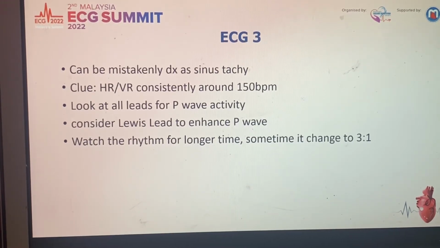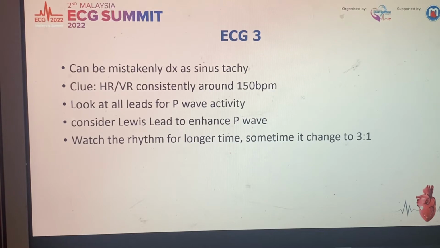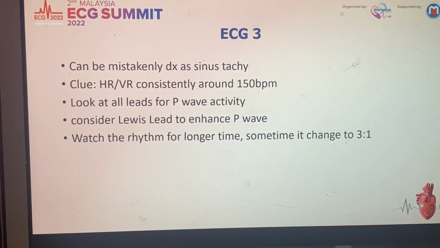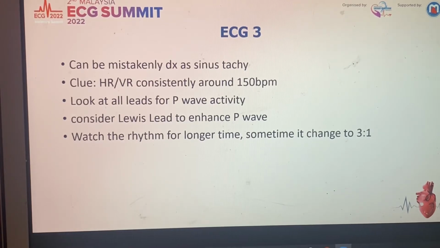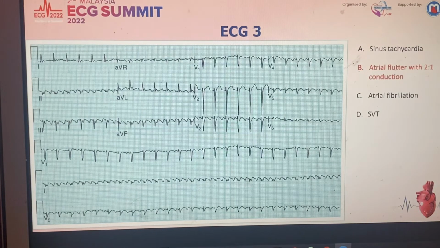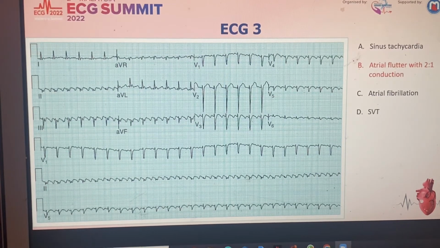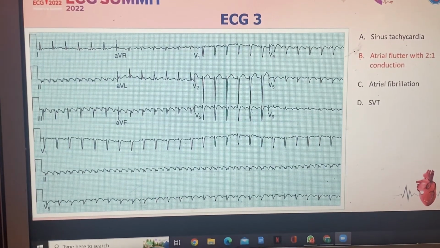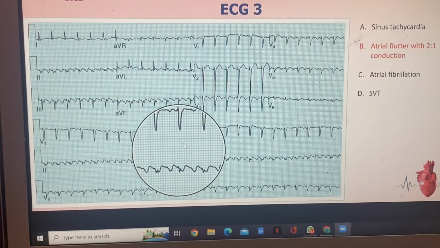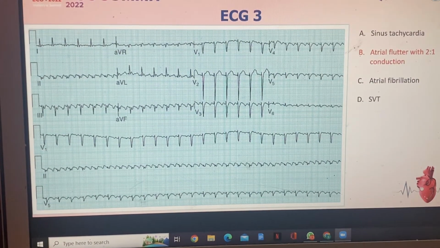If you see a tachycardia which is consistently around 150 beats per minute, narrow complex, you need to consider 2-to-1 atrial flutter as one of the differential diagnoses. And another clue is you must see all the leads. Sometimes you cannot see because this is not classical flutter wave, where you can see the sawtooth appearance. But in this lead 2, you can see the sawtooth. But in fact, in real life, with 2-to-1 atrial flutter, you cannot see the sawtooth appearance.